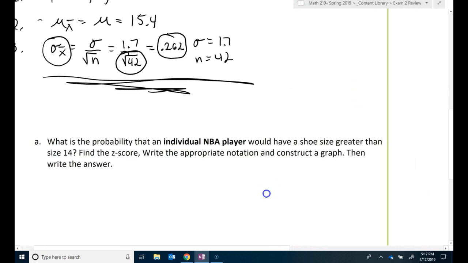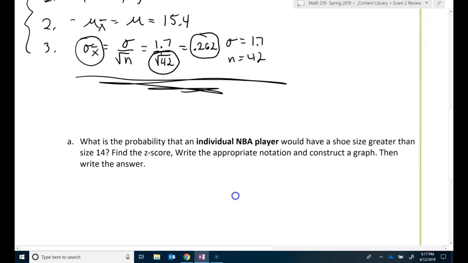Now, what is the probability that an individual NBA player would have a shoe size greater than size 14? Find the z-score, write an appropriate notation, and construct a graph. Then write the answer. One of the things you want to notice is that this question is a lot like the one that we just did for the normal distribution. In fact, it's identical, okay? There's a reason why I highlighted individual NBA player. It's because we are not going to use the central limit theorem or the sampling distribution for this question. Sampling distributions are for samples and for averages, okay? This is an individual, and it's out of a population.